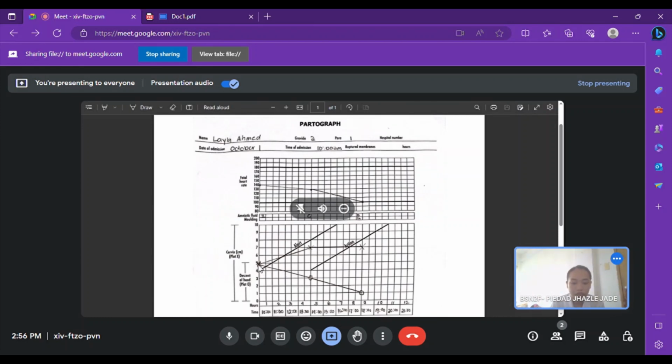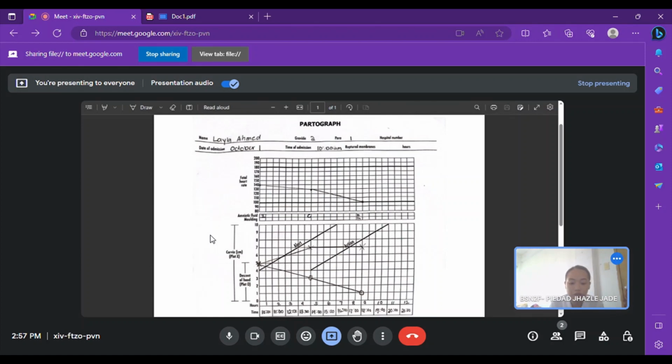And then the descent, there is also a problem in descent because the client is multigravida. The descent should be greater than 2 cm per hour. But as you can see here, it only descended 2 cm in 4 hours, which is protracted descent. So this is the reason why there is a drop of fetal heart rate. It is because of the arrested dilatation, the straight line here, and the protracted descent.